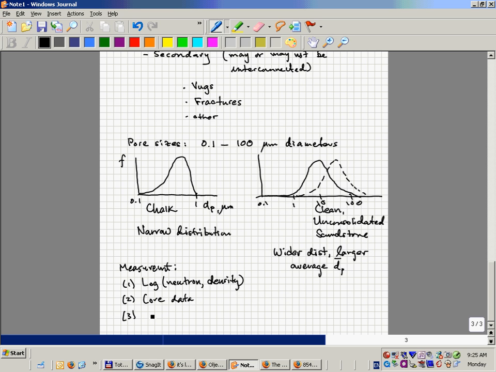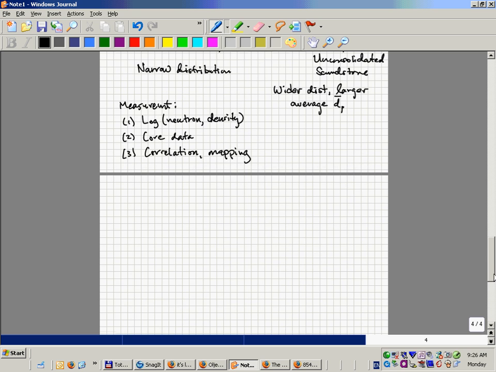There's very much in correlation and mapping. So most of what you'll be doing is you'll be taking a few measurements here and a few measurements there, and you'll be doing some kind of mapping, two or three-dimensional mapping of the porosity distribution. That's not really measurement, but measurement estimation.